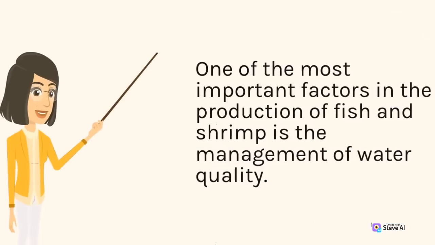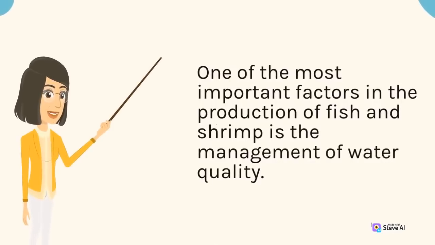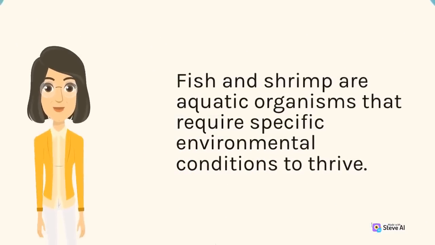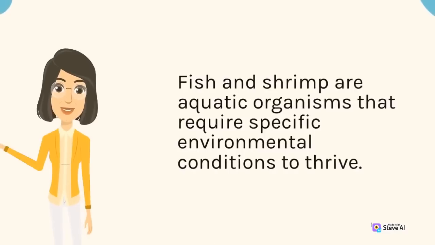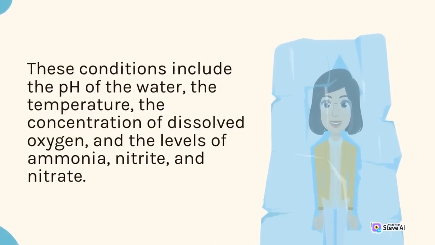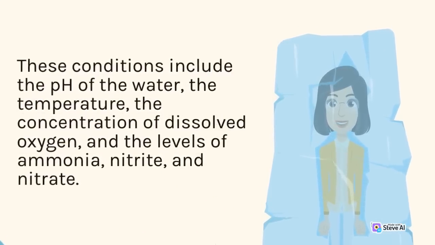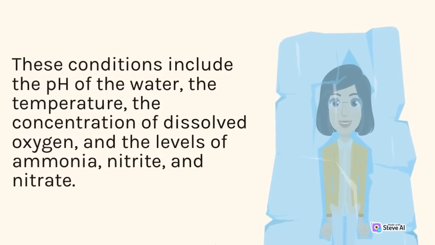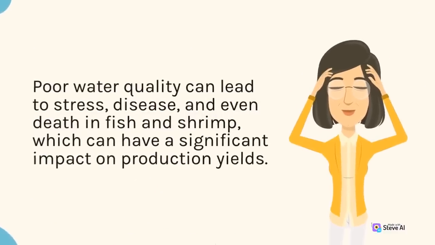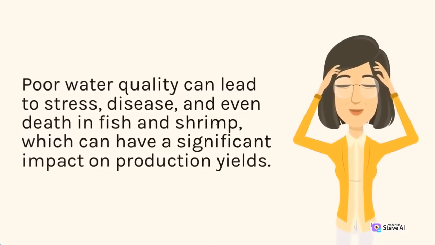One of the most important factors in the production of fish and shrimp is the management of water quality. Fish and shrimp are aquatic organisms that require specific environmental conditions to thrive. These conditions include the pH of the water, the temperature, the concentration of dissolved oxygen, and the levels of ammonia, nitrite, and nitrate. Poor water quality can lead to stress, disease, and even death in fish and shrimp, which can have a significant impact on production yields.